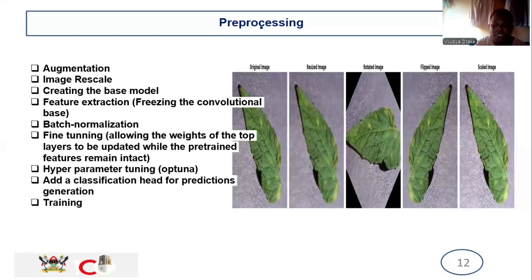So a classification head was added for prediction generation. The model output was interpreted by providing a probability distribution over the possible classes. For example, it can be a probability of 0.1 healthy, 0.7 affected, then 0.2 bacterial. So the 0.7 will be the correct prediction. Then after that, we did the model training.